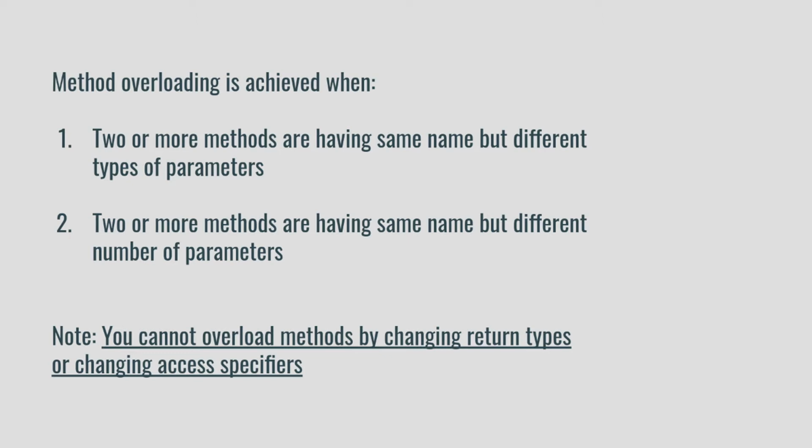Now let's talk about the second method. So two or more methods are having the same name but different number of parameters. It is pretty much obvious that you would be giving a different number of parameters for your method to overload them. And there is a little note here. You cannot overload methods by changing only the return type or changing the access specifiers. This is a good point to note, and you should keep this in mind while you are trying to overload some methods. So now let's quickly get into our example.